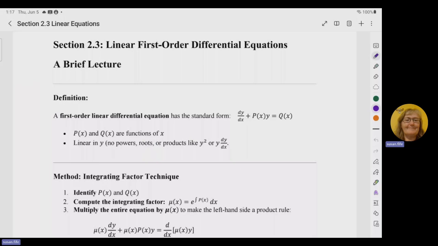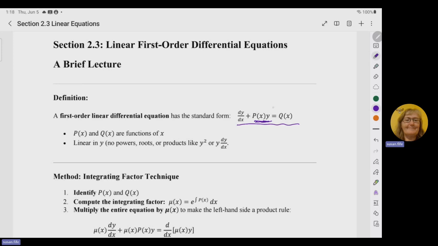First, the term linear is first defined in section 1.1 in the book. If you have a linear first order differential equation, the standard form is dy over dx plus p of x times y equals q of x, where p of x and q of x are functions of x. Notice that the terms that involve the dependent variable y are this p of x times y, which is linear, regardless of what p of x is.